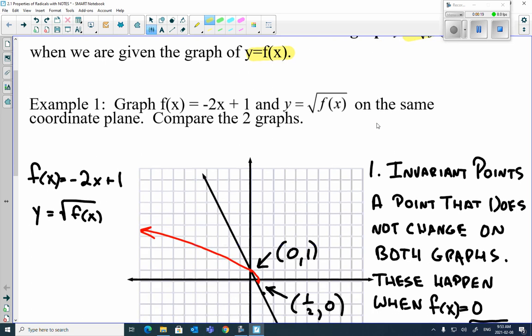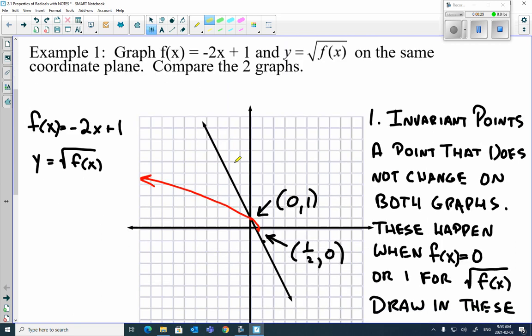So for instance, let's start with 1. Graph f of x equals negative 2x plus 1. It's linear. We know our y-intercept is positive 1. The slope is negative 2 over 1, so we go down 2 over 1. You can see the black line here is y equals negative 2x plus 1. And what we want to do is take and graph the square root of it.